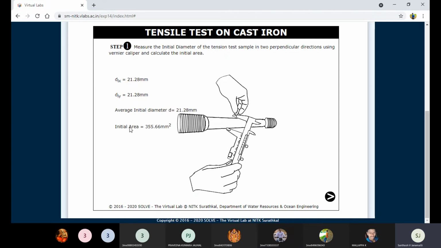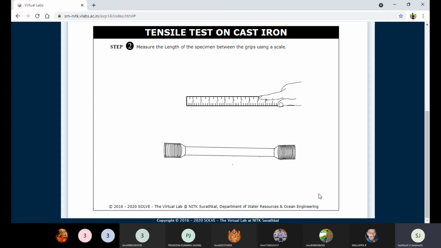Yes, so the initial area is also calculated here. The initial diameter is 21.28 mm. The area is also automatically calculated by the simulation lab, so this is 355.66 mm square. Let's move on to the next.